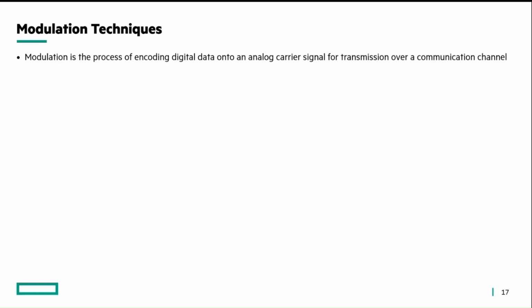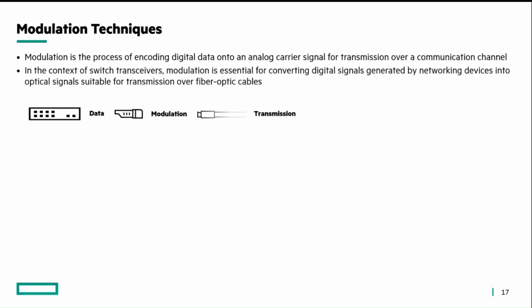Modulation is basically the process of encoding the digital data that we are getting from our devices onto an analog carrier signal for transmission over a communication channel. In context to switch transceivers, data coming from your switches cannot be readily transmitted via network cables. That's where modulation comes in, where you convert your digital signals generated by your switch into optical signals, which is suitable for transmission over fiber optic cables.